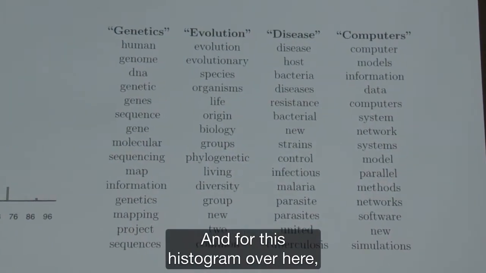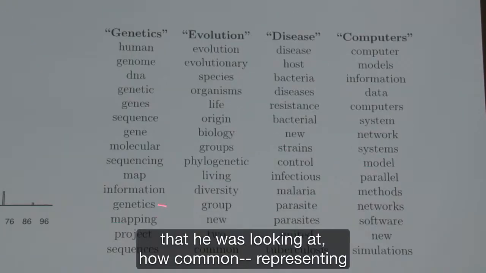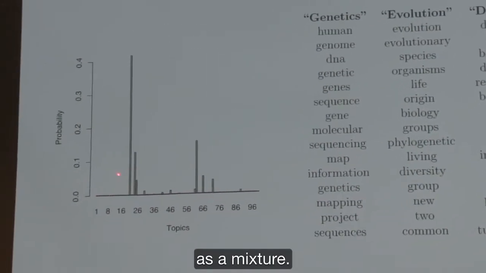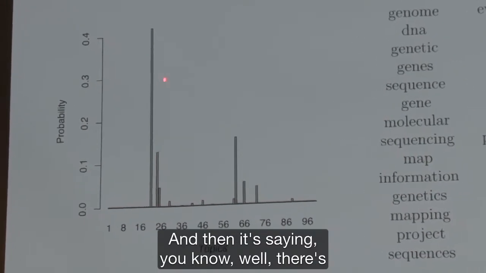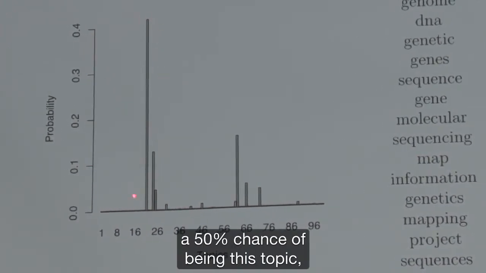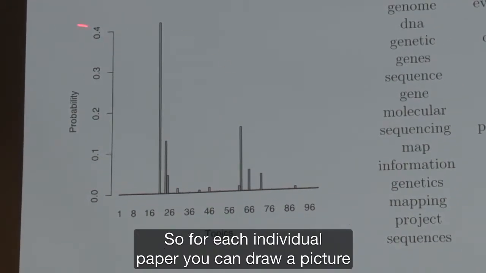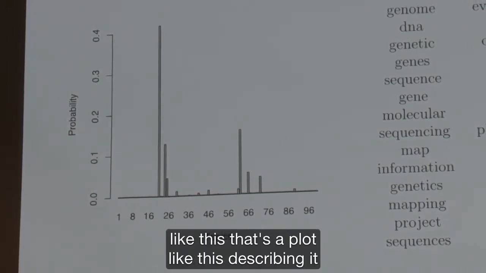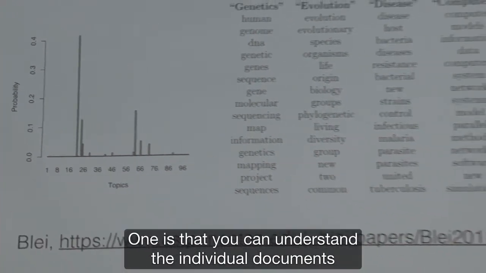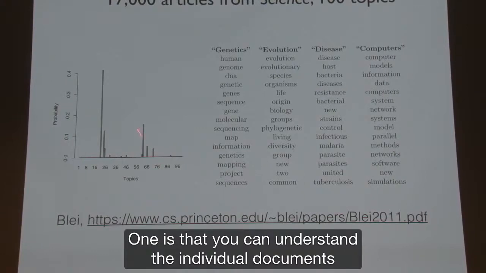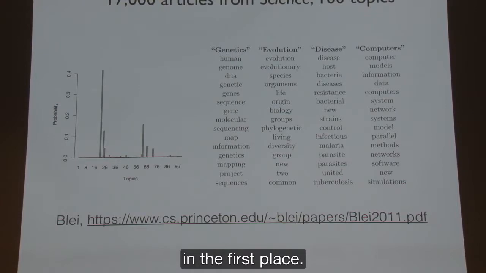And then this histogram over here is just showing, for this particular paper that he was looking at, how common each topic is, representing it as a mixture. So on the horizontal axis is just the topics, and then saying, well, there's, what, 50% chance of being this topic and a 15% chance of being this topic. So for each individual paper, you can draw a picture like this, a plot describing it as a mixture of topics. So it's interesting for two reasons. One is that you can understand the individual documents as mixtures, and the other is just discovering these topics in the first place.